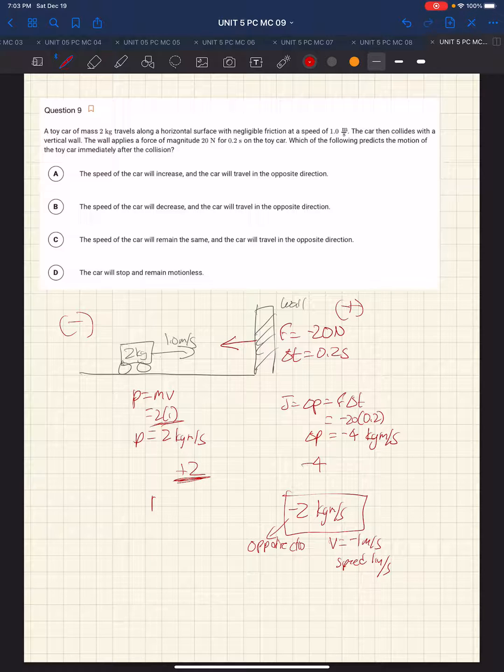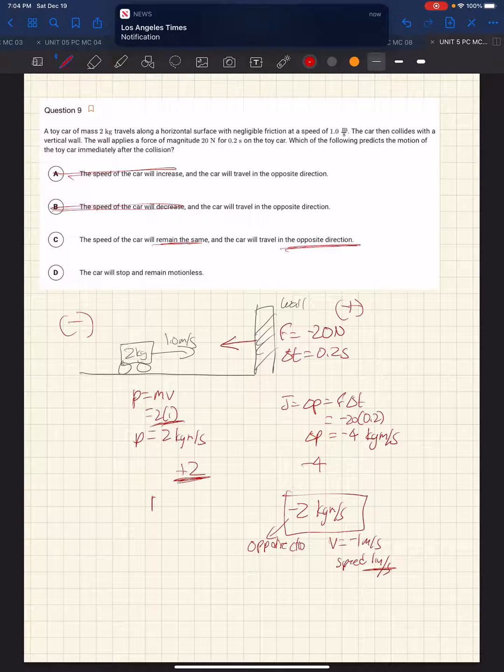Now, the speed of the car will increase. Well, no, the speed will be the same, 1 meter per second and 1 meter per second. Speed will decrease. No, speed will remain the same, true, and the car will travel in the opposite direction. Well, that is what we seem to think is going to happen. We think that's our answer.